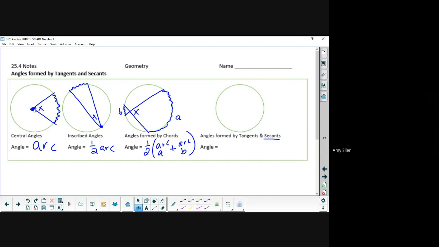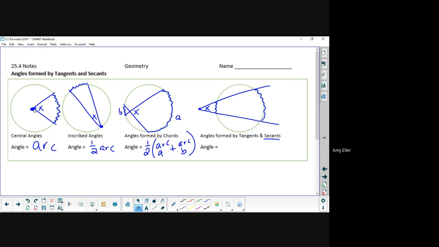Yes, it goes through, touches twice. Good. Tangents touch a circle once, exactly. Secants touch twice. So here's a secant line. Don't draw this. And here's another secant line, a line that touches 2 times. If that's the angle I have, look at what that angle is shining at. It's shining onto this arc and this arc.